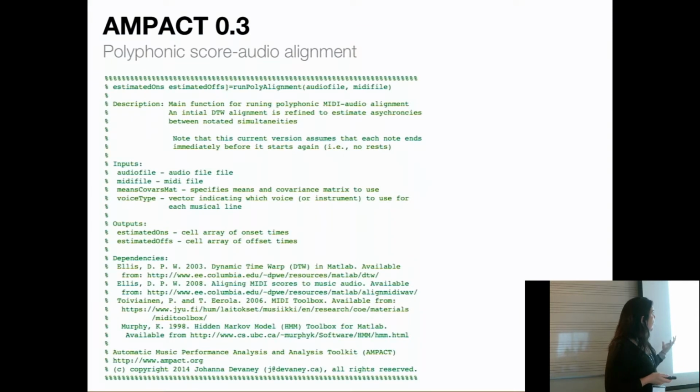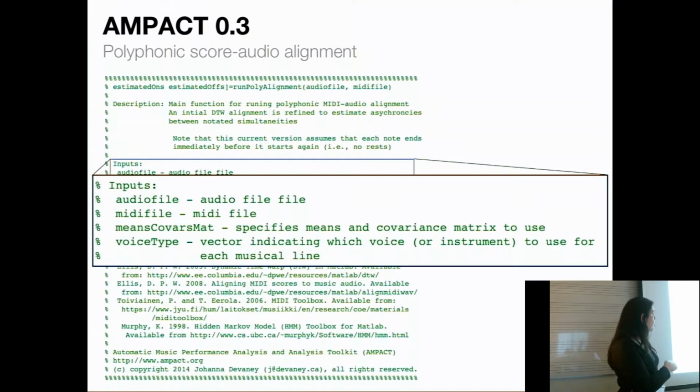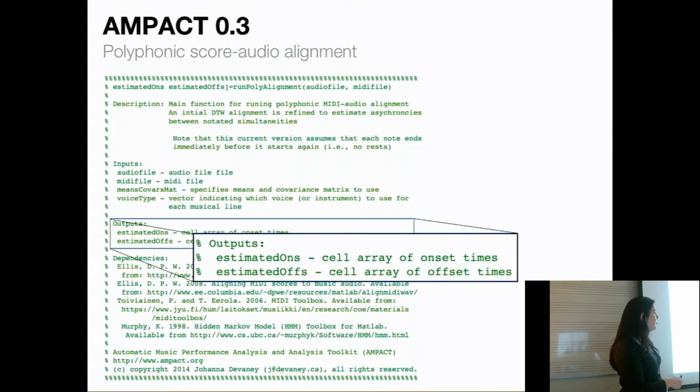So in order to do that, there is this run poly alignment algorithm, or function, which will actually work as a demo as well. You can put in an audio file and a MIDI file. Again, because it's using a hidden Markov model, you have to have these mu and covariance values, and then the type of instrument that you want to use for each line. And then it estimates all of the onset times and all of the offset times. But you can also just run it, and it has default values. So if you're interested in just seeing what it outputs, you can run it with the default values just by calling its name.